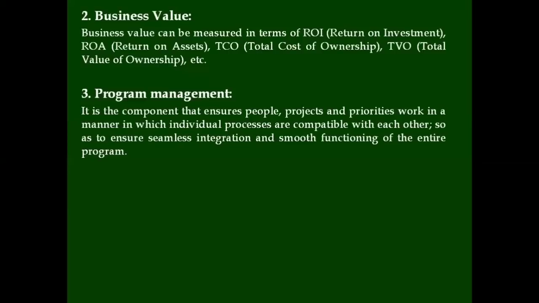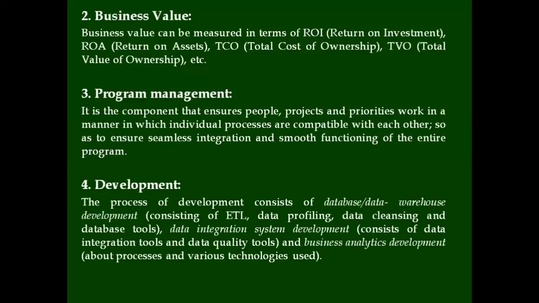Third one, the program management. It is the component that ensures people, projects, and priorities work in a manner in which individual processes are compatible with each other, so as to ensure seamless integration and smooth functioning of the entire program. And the fourth element of the business layer is development. The process of development consists of database and data warehouse development, which consists of ETL, data profiling, data cleansing, and database tools. Data integration system development consists of data integration tools and data quality tools, and business analytics development covers the process and various technologies used.